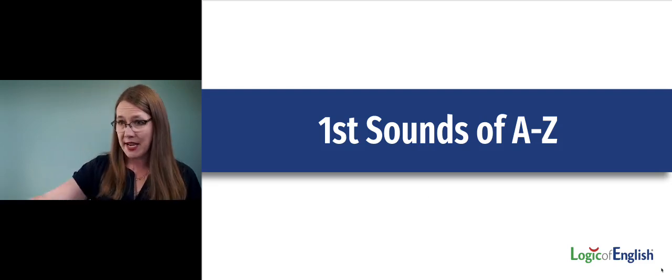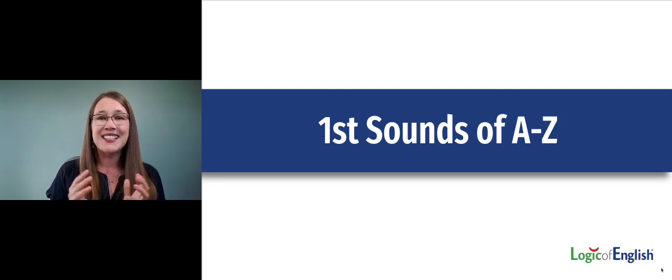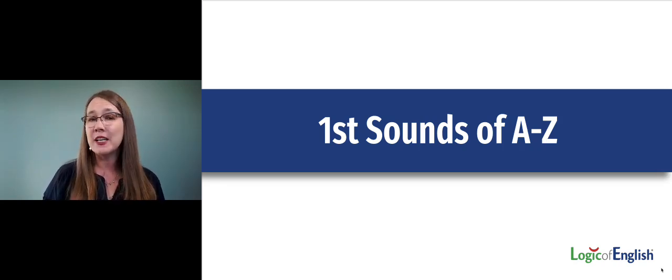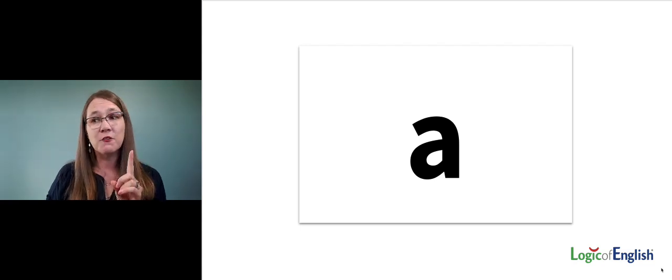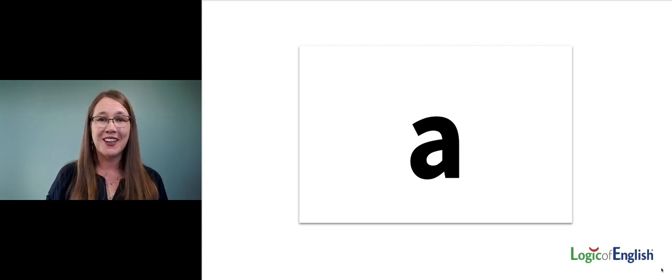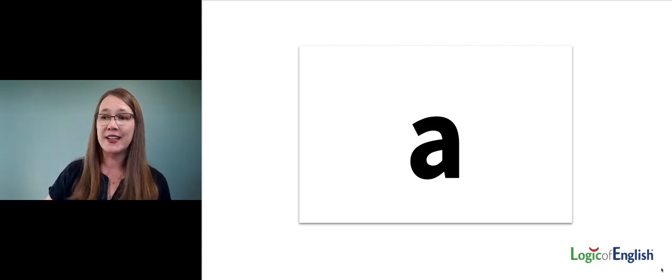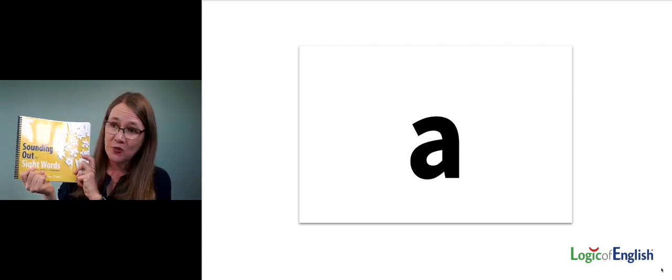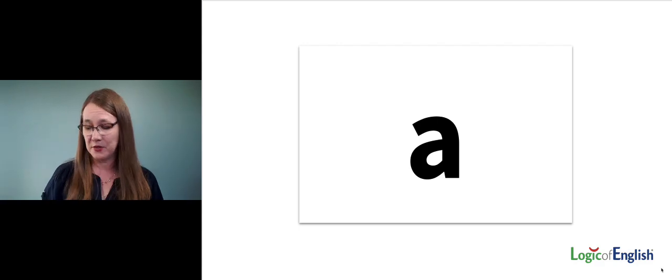Now, with sounding out the sight words, we began with just the first sounds of A through Z. This is incomplete knowledge that most people actually already have about the language. So let's go ahead and read just the first sounds of A through Z. For those of you who have done other Logic of English training, this is different than when we read all of the sounds of the phonograms. We will be learning the additional sounds as we work our way through sounding out the sight words. For now, we start with the first sound.